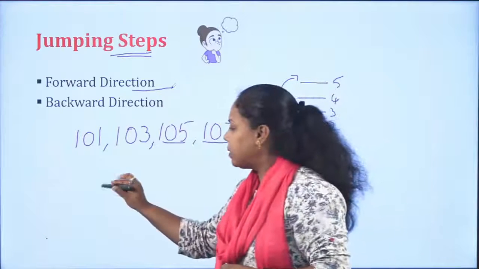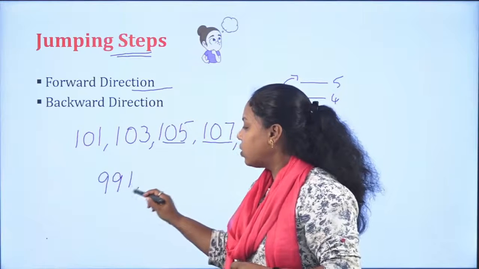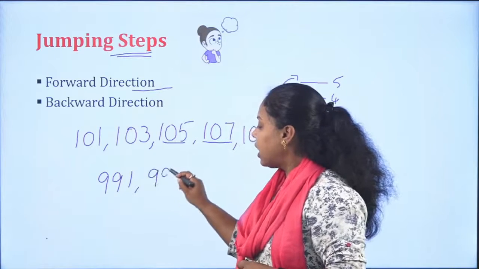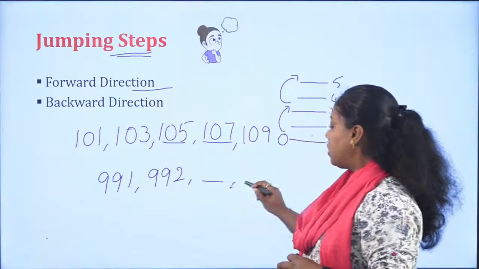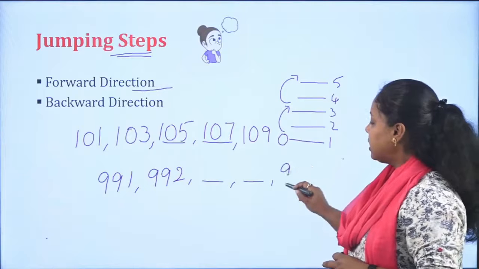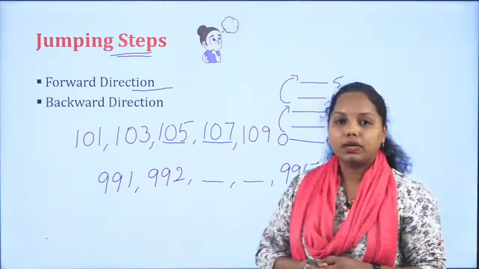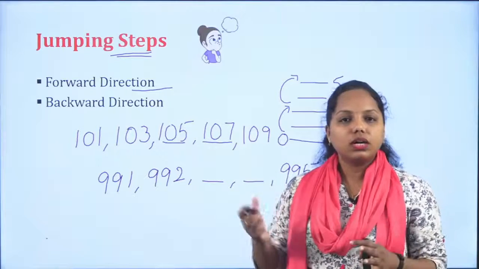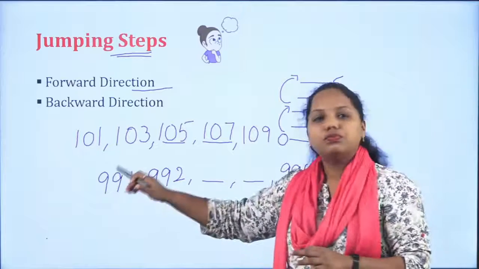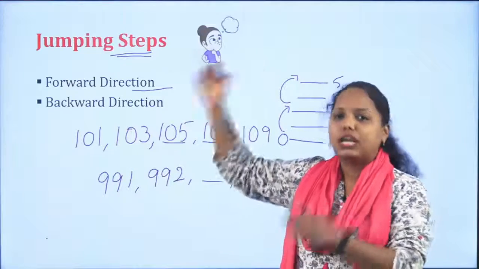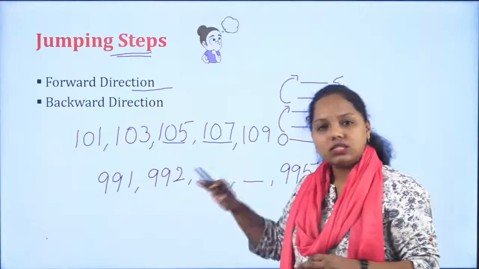Let me take some example. So, how about 991, 992, dash, 995. What is the jumping number? Ma'am, I just don't know about 900. I just learned 100, 101, 102. Don't worry. If you don't know about 900, 901, 902, just think about the starting number. 999. Yes, it is same.